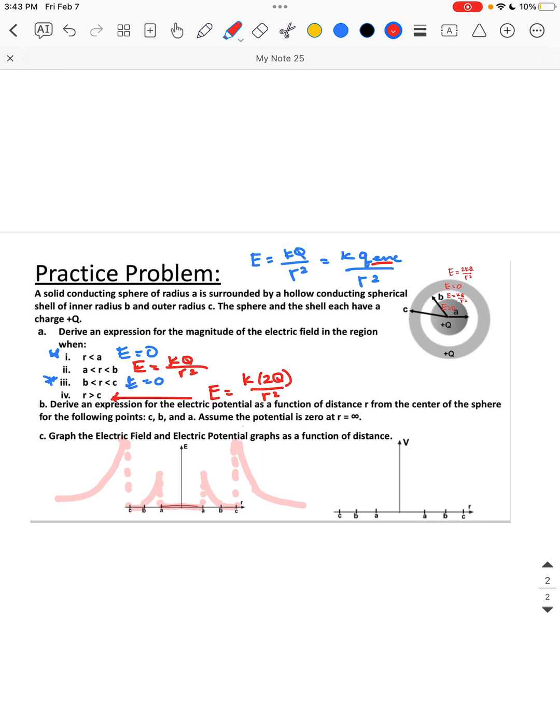The next step we're going to do down here, is part B, where we need to figure out the potential. We need the potential at C, the potential at B, and then the potential at A. So this is where we need to think about this scenario. Potential is 0 at infinity.